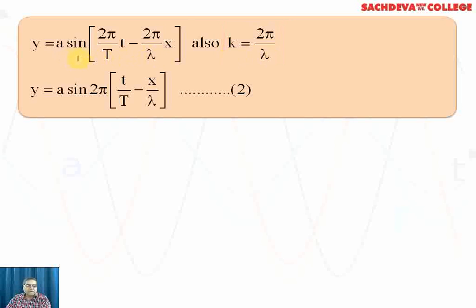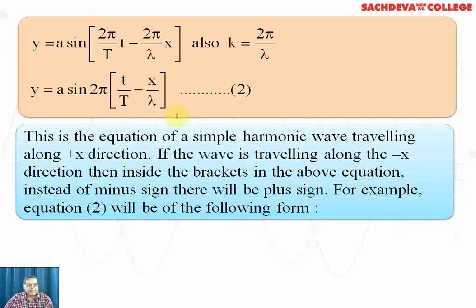So the equation is y is equal to a sine 2 pi small t over capital T minus 2 pi by lambda. We have substituted this value 2 pi by lambda for k and multiplied by x. So this whole equation will become a sine 2 pi t over T minus x over lambda. This is the equation of SHM in terms of path difference and phase difference. This is the equation of a simple harmonic wave traveling along the positive direction of the x-axis because the phase is taken as negative.